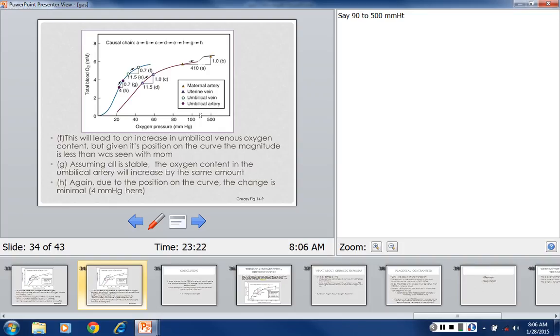And again, assuming everything's stable, baby's functioning well, has no complications, the oxygen content of the umbilical artery will increase by the same amount. Thus, though we made a huge change in the mom's PO2 from 99 to about 500, we're only going to see a change of about 4 in the fetus because of this equilibrium, diffusion, and where everything is on this curve. So giving the mom tons of oxygen does make a change in the baby, but very minimal compared to what you're doing in the mother.